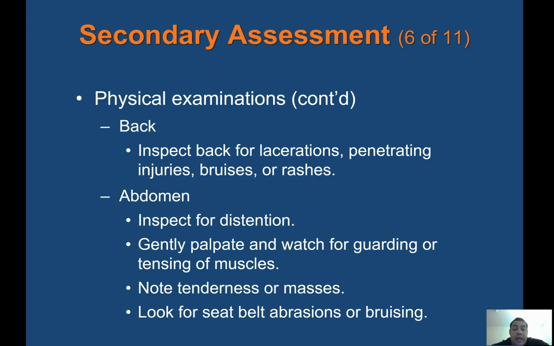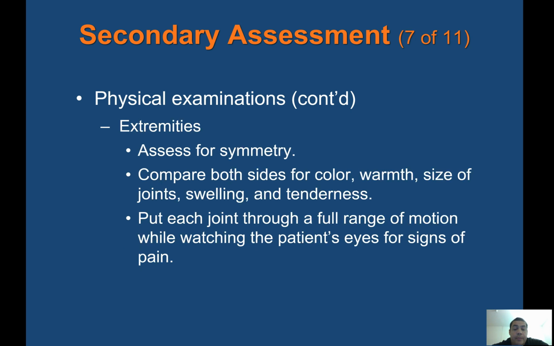Back: inspect the back for lacerations, penetrating injuries, bruises, or rashes. Abdomen: inspect for distension. Gently palpate and watch for guarding or tensing of muscles. Note tenderness or masses. Look for seatbelt abrasions or bruising. Extremities: assess for symmetry. Compare both sides for color, warmth, size of joints, swelling, and tenderness. Put each joint through a full range of motion while watching the patient's eyes for signs of pain.